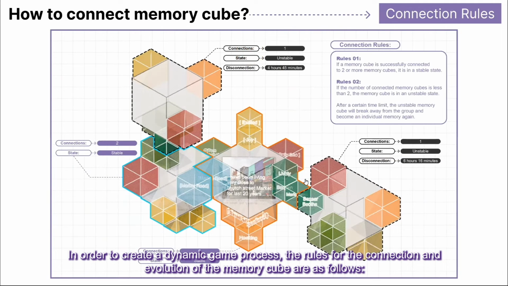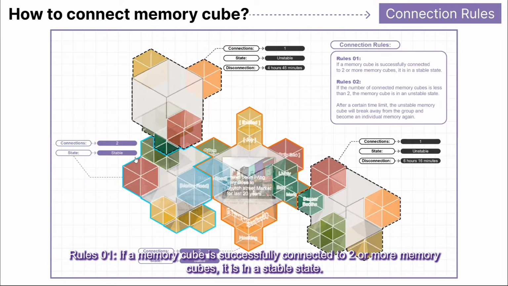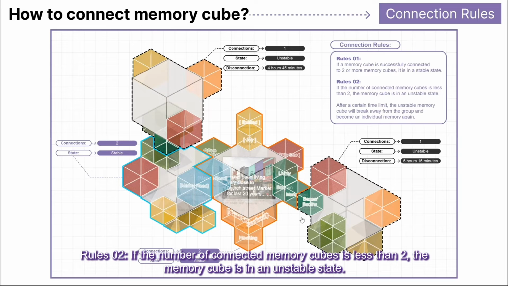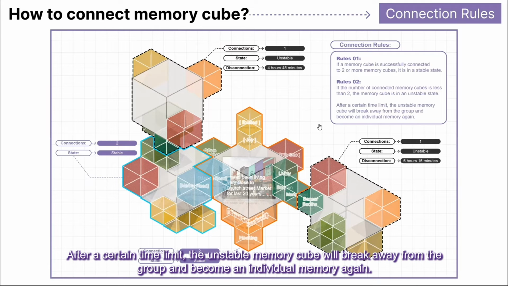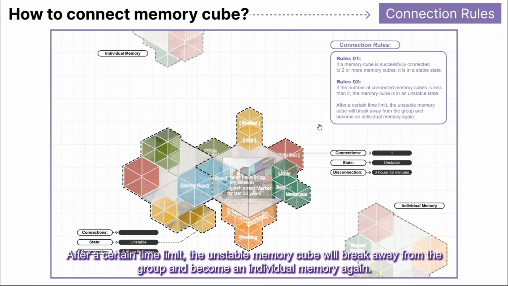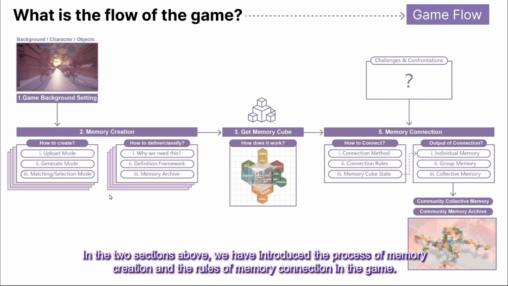In order to create a dynamic game process, the rules of the connections and evolution of the memory cubes are as follows. Rule number 1: if a memory cube is successfully connected to 2 or more memory cubes, it is in a stable state. Rule number 2: if the number of connected memory cubes is less than 2, the memory cube is in an unstable state. After a certain time limit, the unstable memory cube will break away from the group and become an individual memory again.